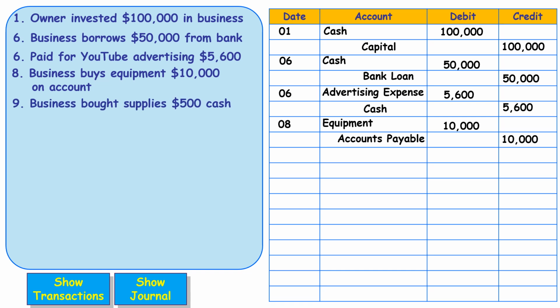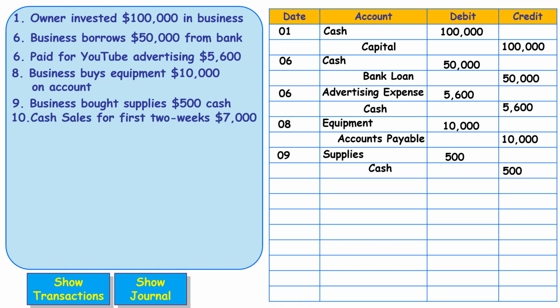On the 9th of the month, the business bought supplies for $500 cash. So let's enter the date. And now we need to figure out what the name for the debit line will be. Since the business bought supplies, an asset that increases after purchasing them, we are going to debit supplies. Now what about the credit line? Since we bought the supplies by paying cash, and cash is an asset, asset decrease will be credit. So we are going to credit that.